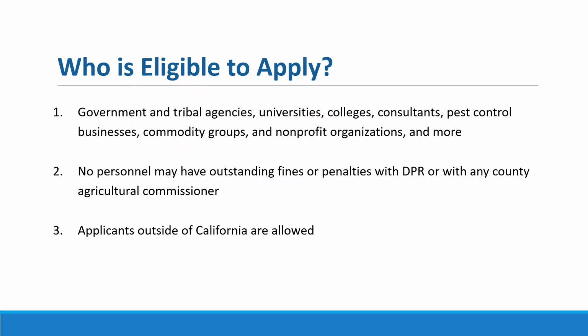Who is eligible to apply for DPR grants? A really broad swath of people. Government and tribal agencies, universities, colleges, consultants, pest control businesses, commodity groups, nonprofit organizations, and more are all eligible to apply. No personnel may have outstanding fines or penalties with DPR or with any of the county agricultural commissioners, and applicants outside of California and outside of the U.S. are allowed.